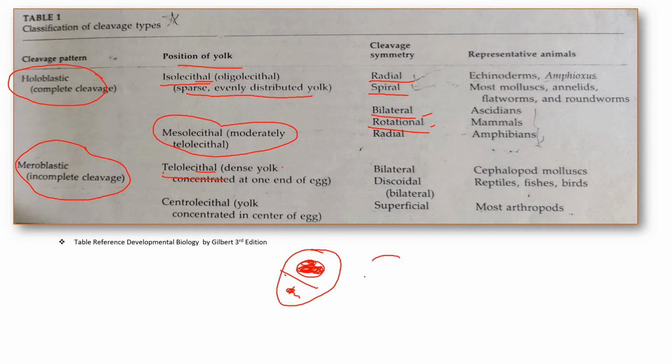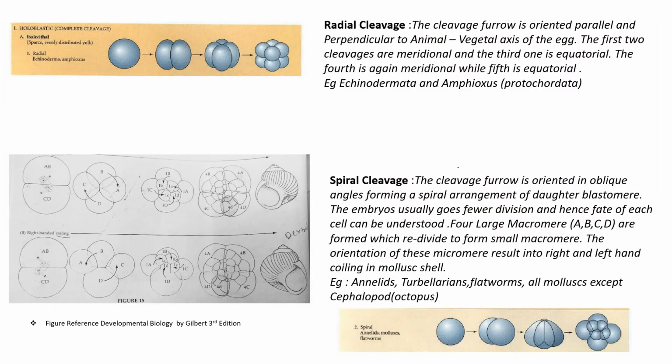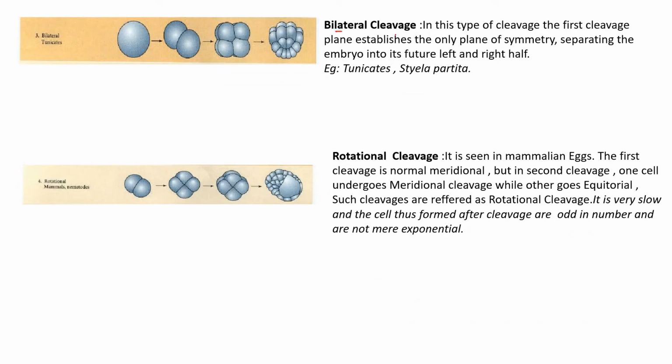Another is the centrolecithal. This is usually found in the egg of an insect. So the yolk is arranged in the center, and such a division shows discoidal or superficial kind of cleavage. Okay, let's move ahead. The radial cleavage is shown, and the spiral cleavage can be seen. Also, bilateral cleavage and rotational cleavage can be seen.